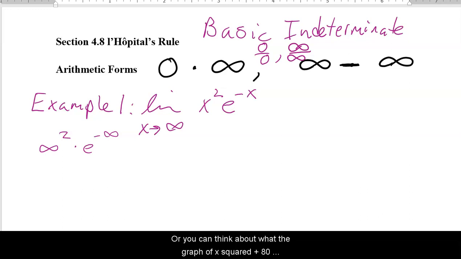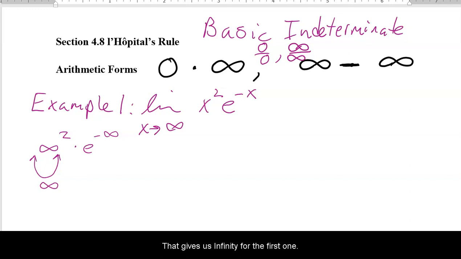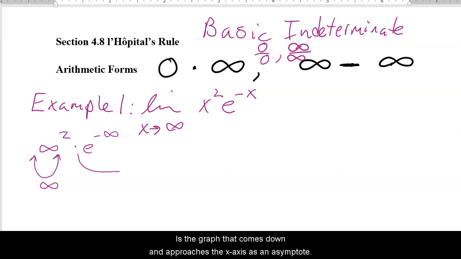Or you can think about what the graph of x squared and e to the minus x look like. The graph of x squared is a parabola. As x goes to positive infinity, the y value goes to infinity. That gives us infinity for the first one. The graph of e to the negative x, which is second, is the graph that comes down and approaches the x-axis as an asymptote. As x goes to positive infinity, the graph of e to the minus x goes to 0. This gives us infinity times 0, one of the two arithmetic indeterminate forms.